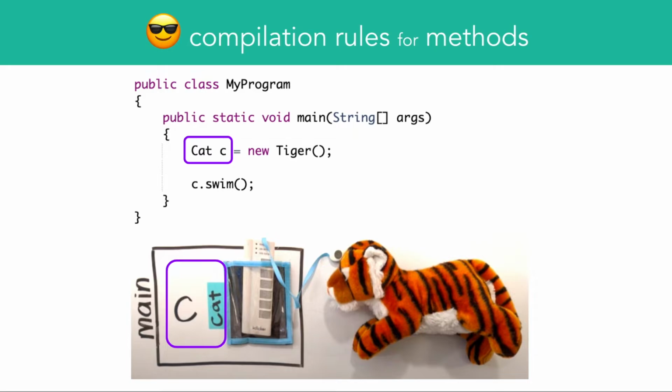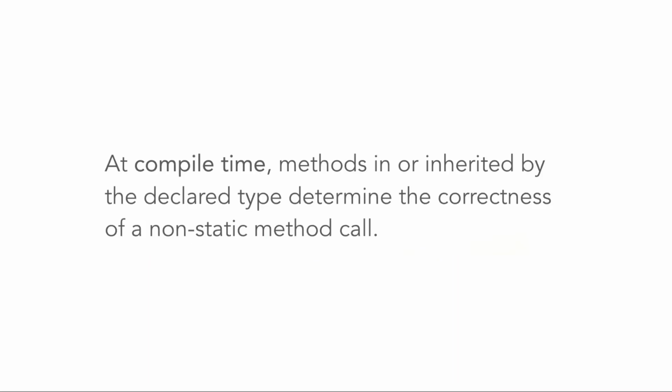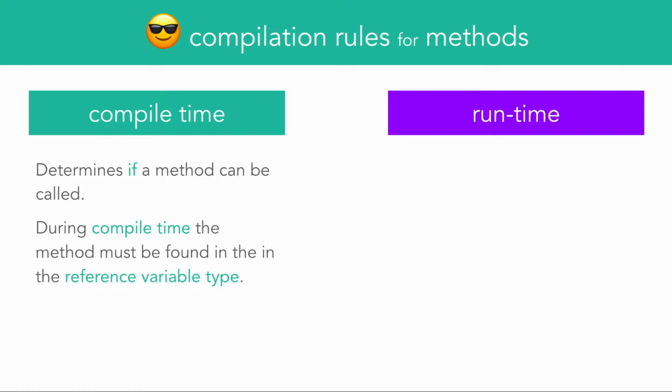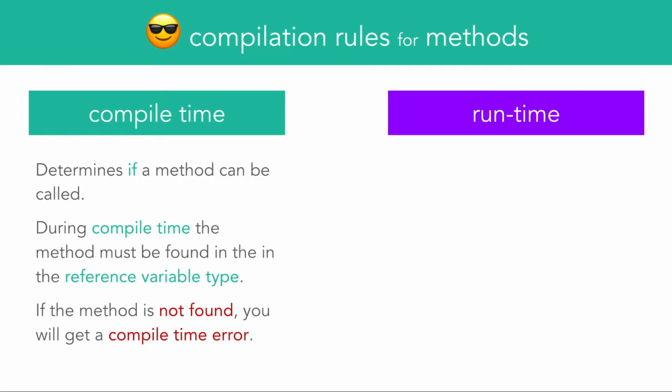To better understand, we need to view this from our machine's perspective of time, compile time versus runtime. At compile time, methods in or inherited by the declared type or reference type determine the correctness of a non-static method call. During compile time, our machine determines if a method can be called. During compile time, the method must be found in the reference variable type. If the method is not found, you will get a compile time error.